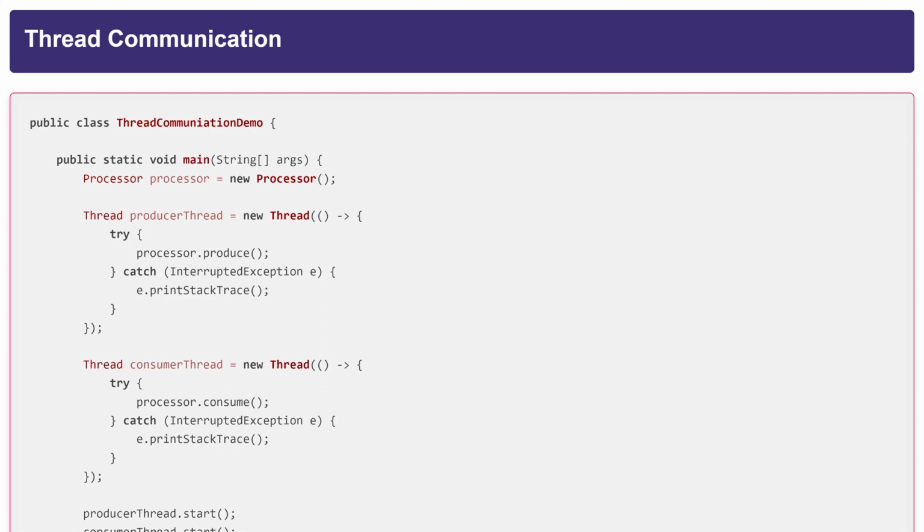Inside the main method, we create an instance of a processor class. We then create two threads, a producer thread and a consumer thread. The producer thread calls the produce method of the processor class, and the consumer thread calls the consume method. Both methods are declared to throw InterruptedException, so we need to handle those exceptions. We start both threads using the start method and then use the join method to wait for both threads to complete before the main thread continues.